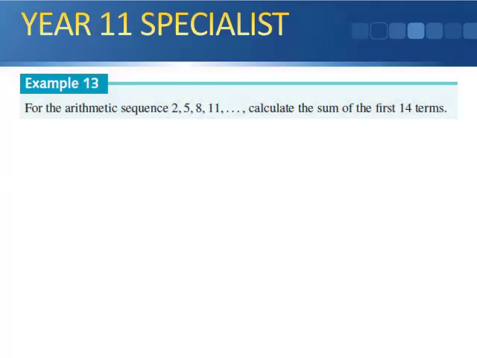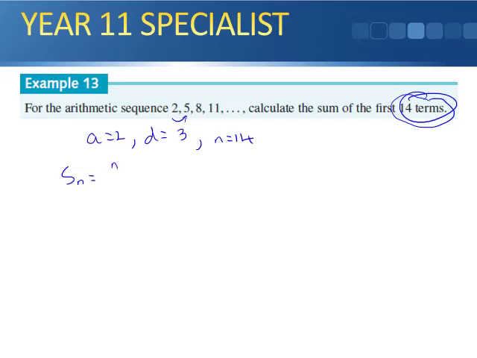Example 13. For the arithmetic sequence 2, 5, 8, 11, etc., calculate the sum of the first 14 terms. So we know our a equals 2, and our d is going up by 3, so it equals 3, and n equals 14 because it's 14 terms. Using our rule, S of n equals n divided by 2 times (2a plus (n minus 1) times d). You can put the d first, it doesn't really matter.